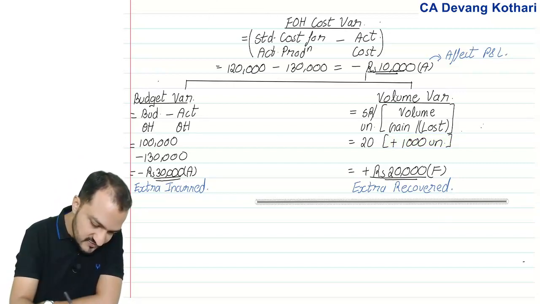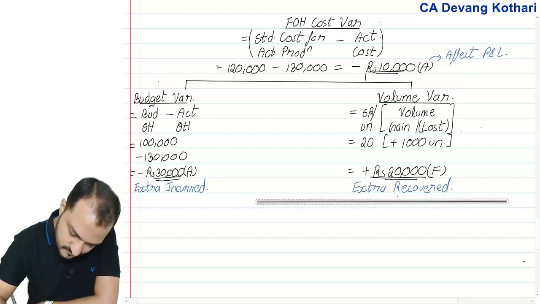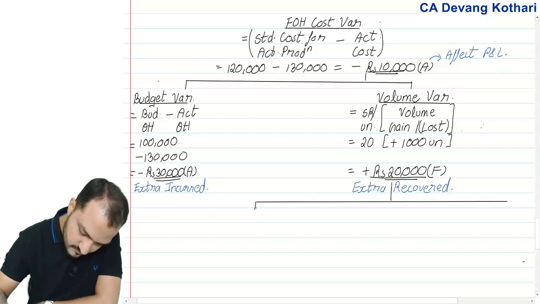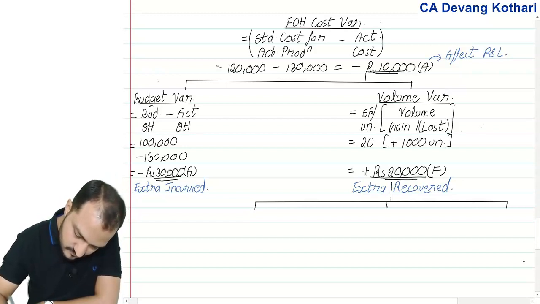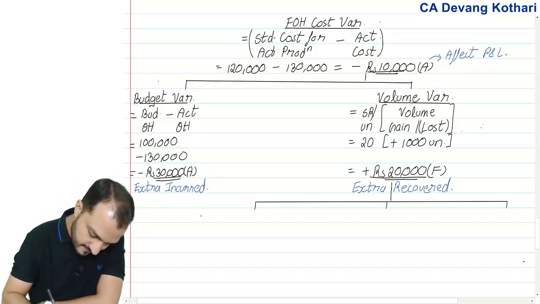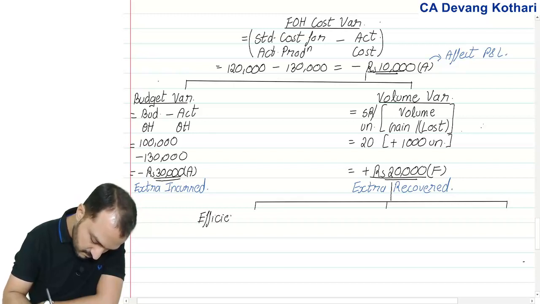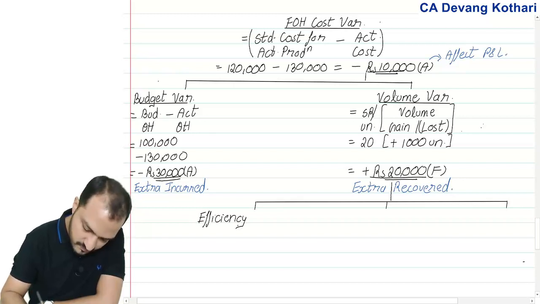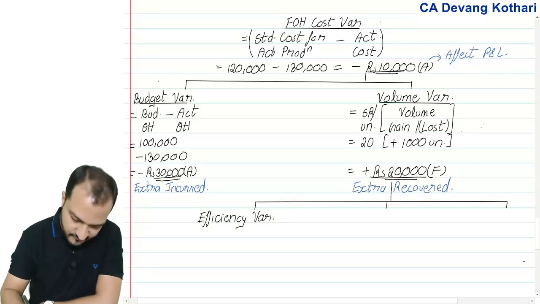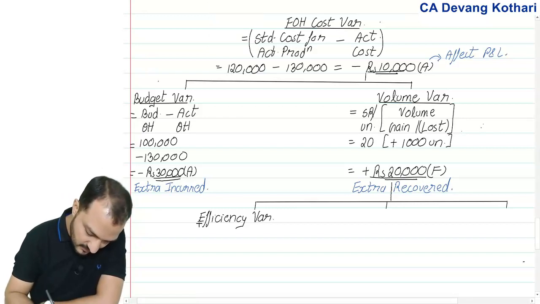Well, there could be three reasons here. Three reasons. Number one, efficiency variance. I'll put down the formulas for each of them, then I'll explain.